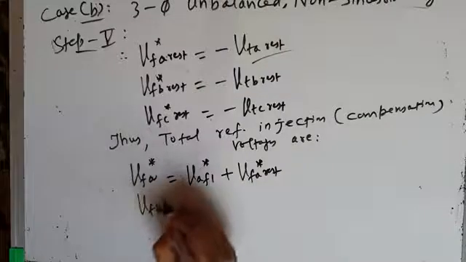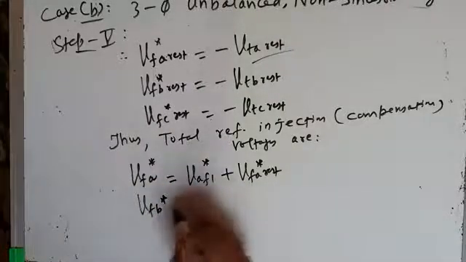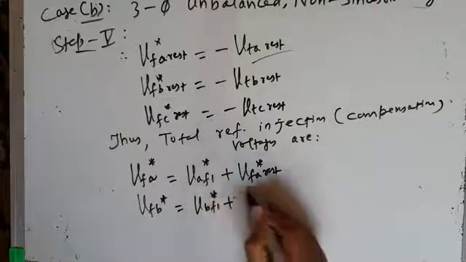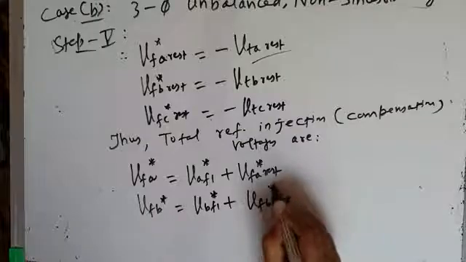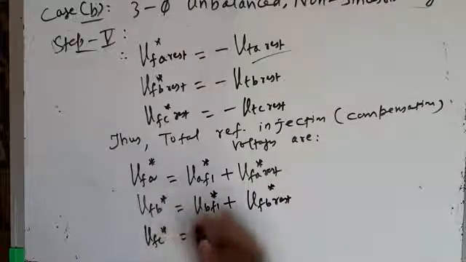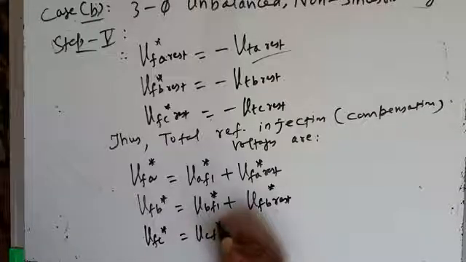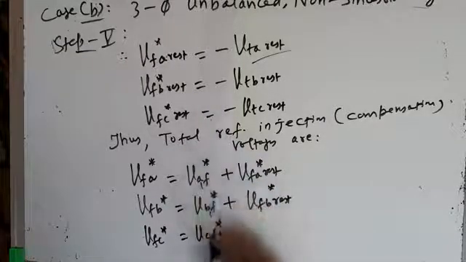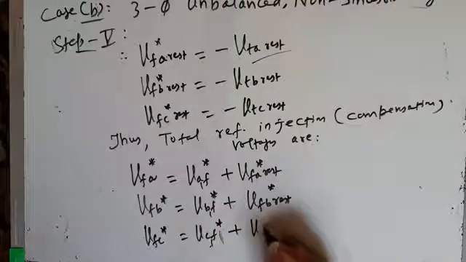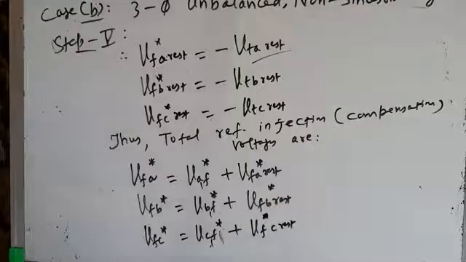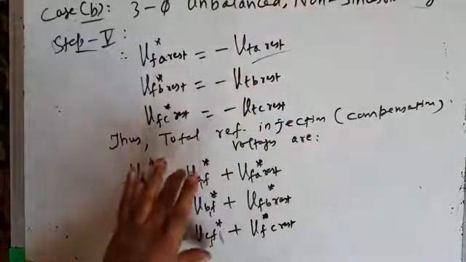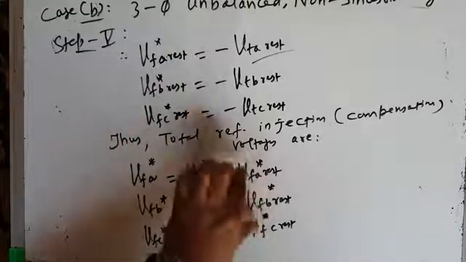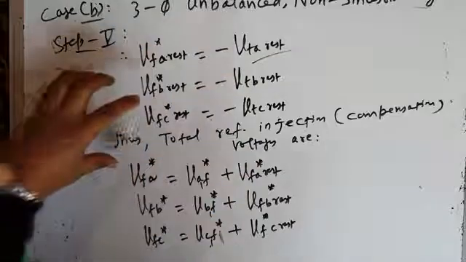Similarly, VFB star, the reference injection or reference compensation voltage for phase B, is equal to fundamental component of phase B injection voltage plus VFB rest. And VFC star is equal to VFC1 star plus VFC rest. So therefore, these fundamental components, they will regulate the load voltage. When there is a drop across the feeder impedance, they will ensure that load voltage is same as source voltage. And what will these rest components do? They will cancel the unbalance and they will cancel the harmonics which are present in the source voltages.